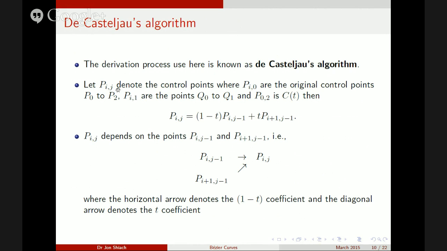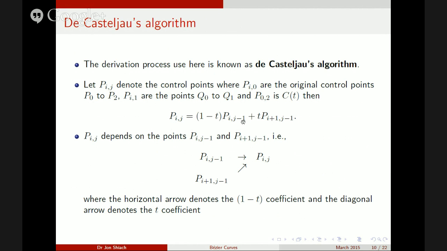When j is 1, we're at the Q points. And when j is 2, we're at the point on our Bezier curve. So the j gives us what I tend to refer to as levels. When j is equal to the degree of the Bezier curve, that's the point on the curve. When j equals 0, you're at the control point. So in general terms, the value Pij is equal to (1 minus t) times P, where we subtract 1 from j, plus t times P, where we add 1 to i and subtract 1 from j.